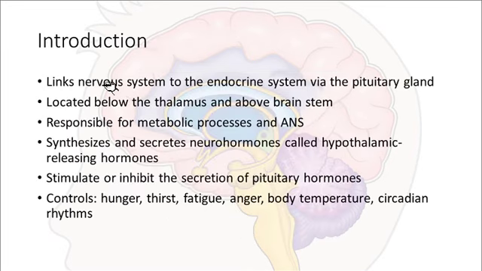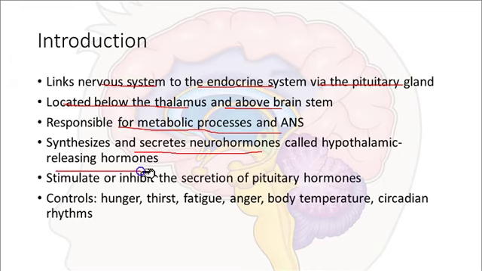Now, your pituitary links the nervous system to the endocrine system. Your hypothalamus links the nervous system to the endocrine system via the pituitary gland, and it is located below the thalamus and above the brainstem. It is responsible for metabolic processes as well as the autonomic nervous system. It synthesizes and secretes neurohormones called hypothalamic releasing hormones. These stimulate and inhibit the secretion of pituitary hormones, and the hypothalamus is responsible for controlling hunger, thirst, fatigue, anger, body temperature, and also your sleep patterns or circadian rhythm.